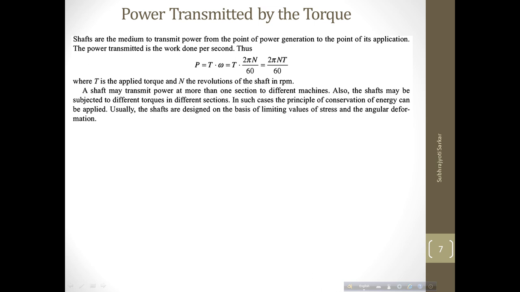So this angular velocity into the twisting moment or torque will give you the power. Similarly, like F into V, here it is T into omega, angular torque into angular velocity. So 2 pi N T by 60, in watts, is your power. If you want it in kilowatts, it is 2 pi N T by 60,000.